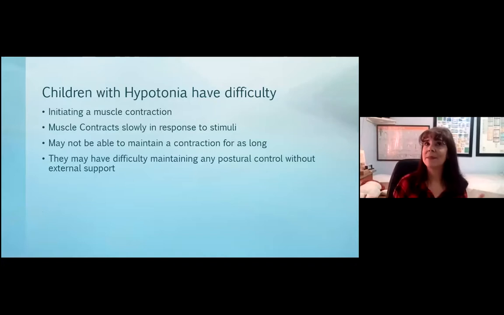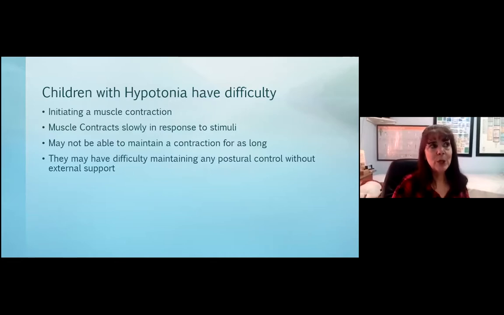So I wanted to bring up some concepts that we're going to talk about all throughout the next hour. Children with hypotonia have difficulty initiating muscle contractions, right? So they often have a delay in response to what we're asking them to do. Their muscles contract slowly, and they may not be able to maintain a contraction for a long period of time. So their endurance is strongly affected, right? Maybe they can get up for a few seconds, but then they fall. Sustaining contractions in postural muscles is where these kids really have a hard time.